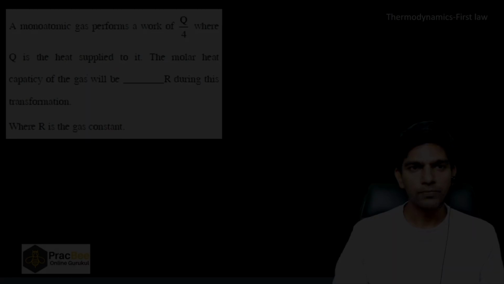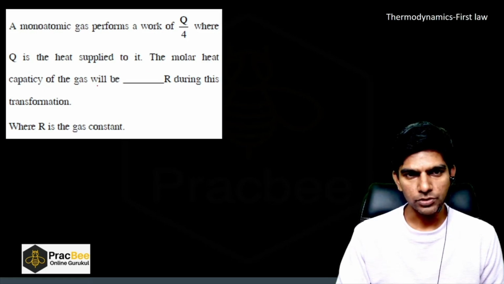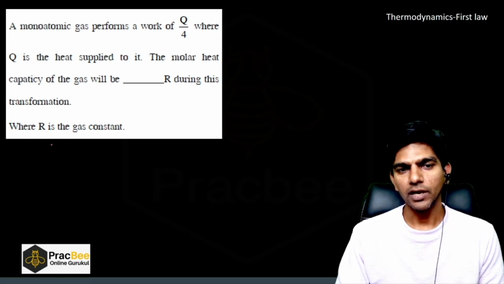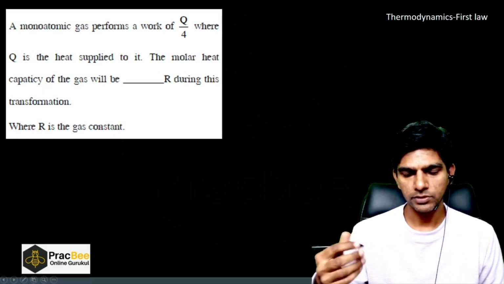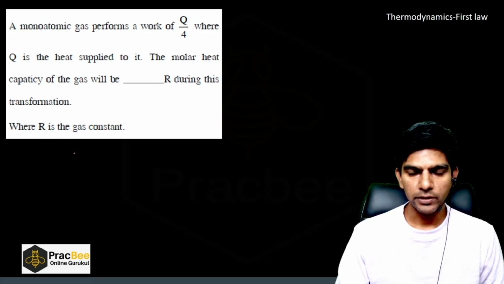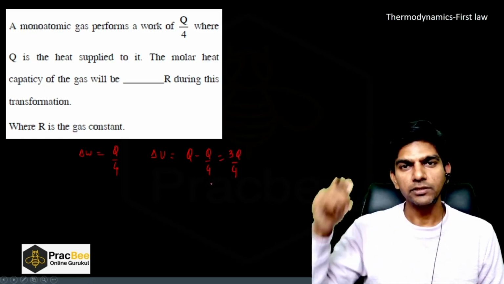Okay, now let us see one more question. A monatomic gas performs a work of Q by 4, where Q is the heat supplied to it, and the molar heat capacity of the gas will be dash times R during this transformation, where R is a gas constant. So basically we have to find the molar heat capacity for this particular process. We have given Q, the heat supplied, and by the first law of thermodynamics, work is also given, right? So delta W is given as Q by 4. So we can say delta U will be Q minus delta W, which will be 3Q by 4.